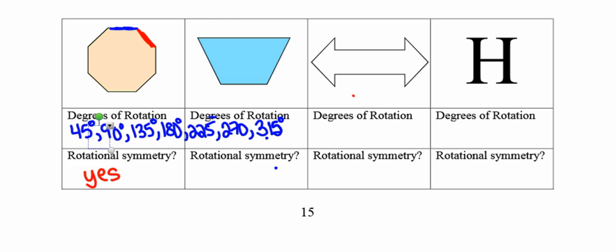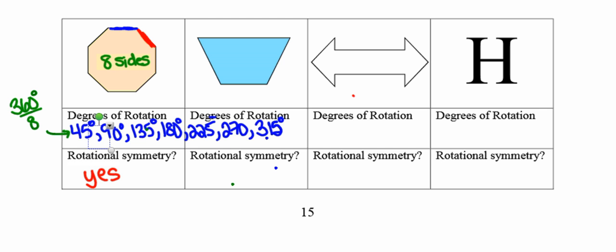You might say, well, how's a simple way I could find that if I didn't see this 45 degrees right off the bat? Well, 360 degrees is a complete rotation or a complete revolution, and this octagon has 8 sides. So 360 divided by 8.